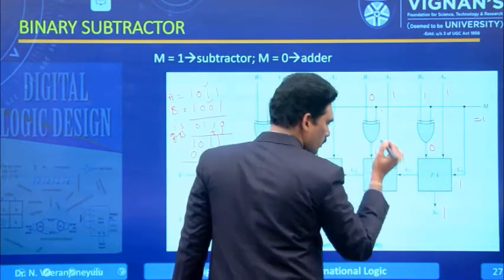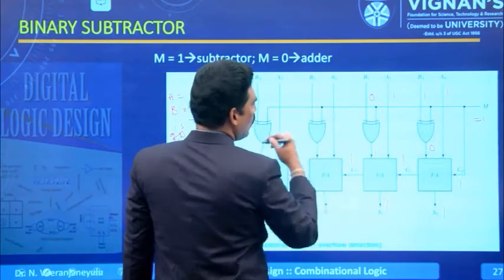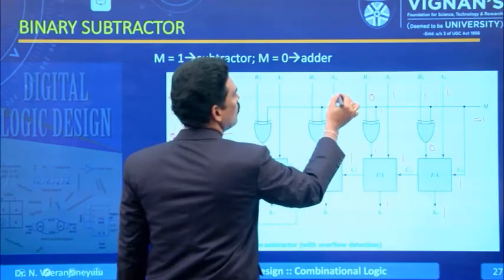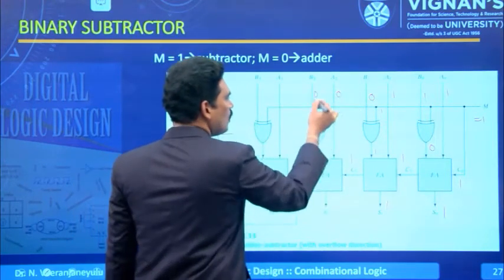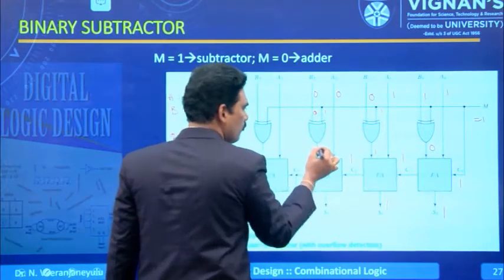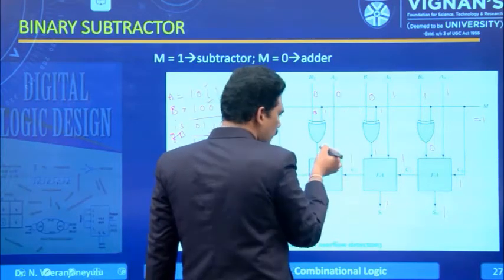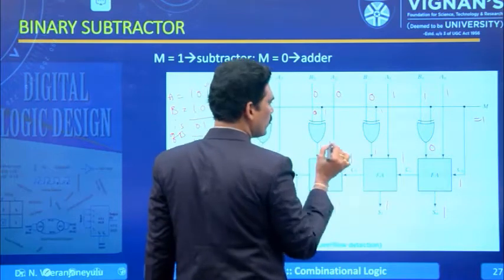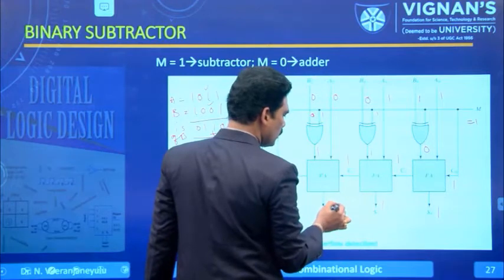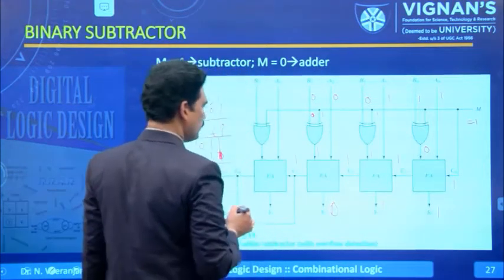1 plus 1 plus 1, that is 1, 1. Okay. So how are we performing this? Now A2. What about A2? A2 is 0, B2 is 0. So here 0, 1. 0, 1 means we are getting 1 from the exclusive OR gate. So 1 plus 0, 1 plus 1, sum is 0 and carry is 1. Okay, sum is 0 and carry is 1.